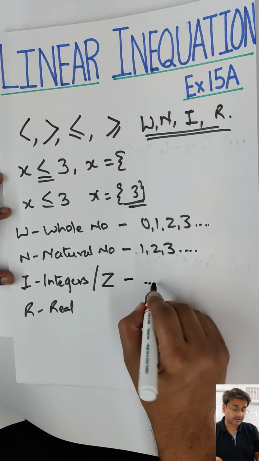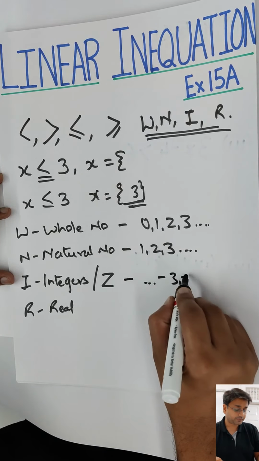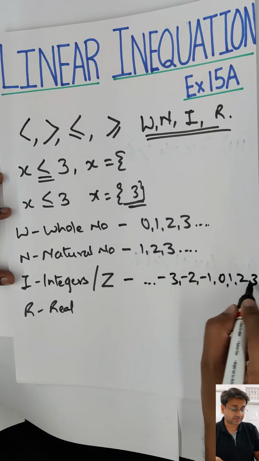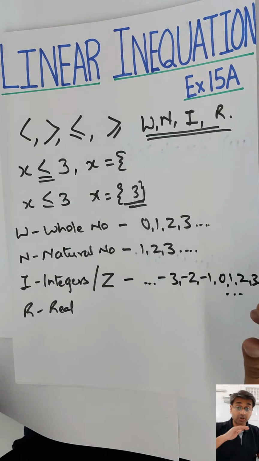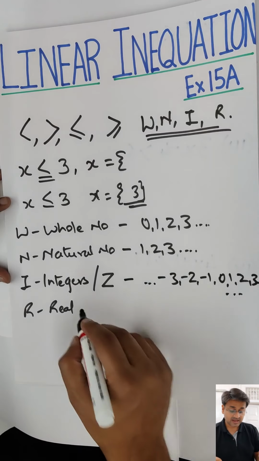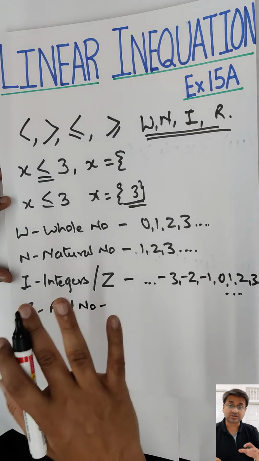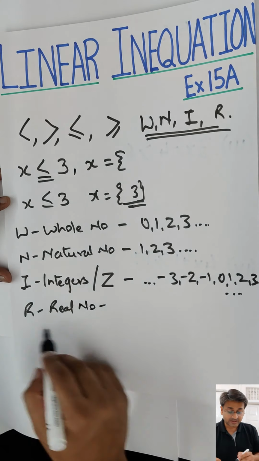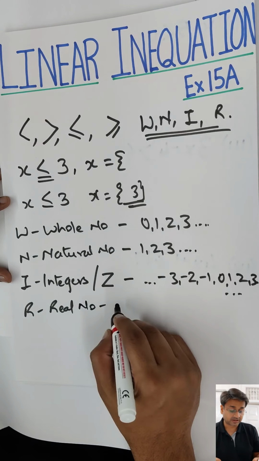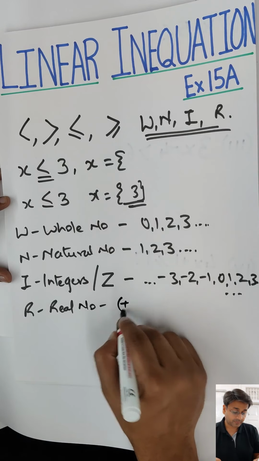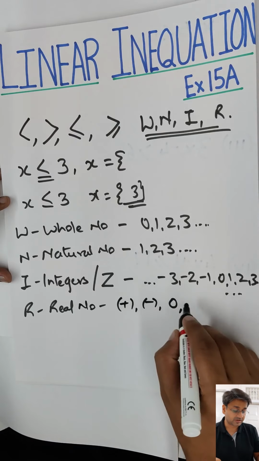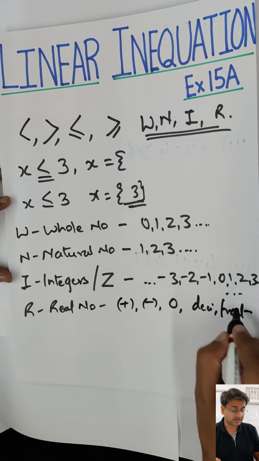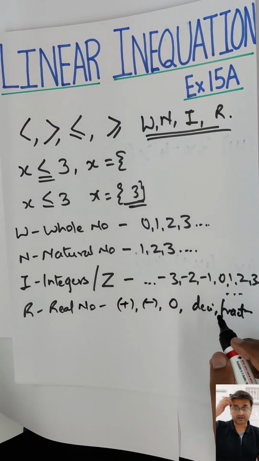Integers are all negative numbers from infinity, 0, as well as all positive numbers till infinity, but no fractions, no decimals. And real numbers are all those numbers which are fractions, decimals, whole numbers. So basically this is everything. It includes all your positives, all your negatives, 0, and even decimals and fractions. So basically everything is involved in real numbers.